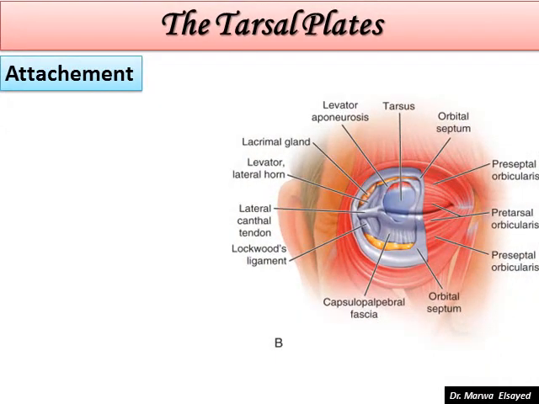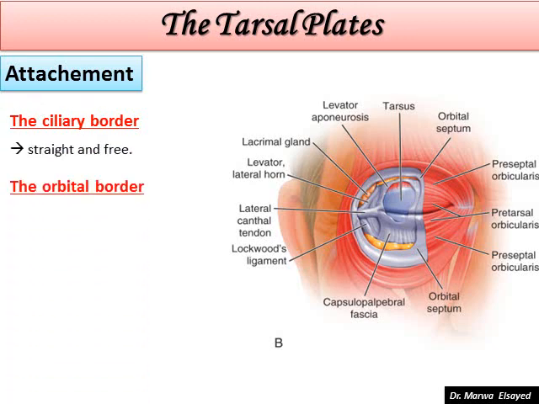Attachment of tarsal plate. There are two borders for the tarsal plate. The ciliary border is the free border here. This is the ciliary border of superior tarsus and the ciliary border of inferior tarsus. And the orbital border. The orbital border of the tarsal plate is attached to the orbital septum and the tarsal muscles, either superiorly or inferiorly.